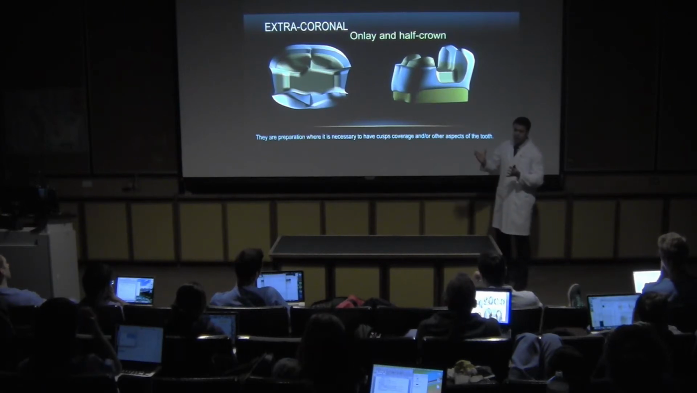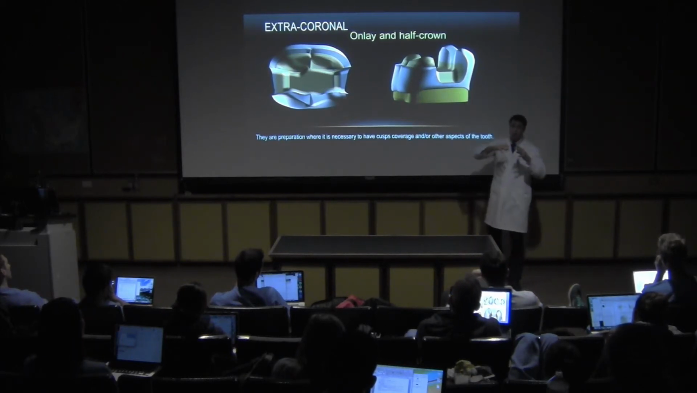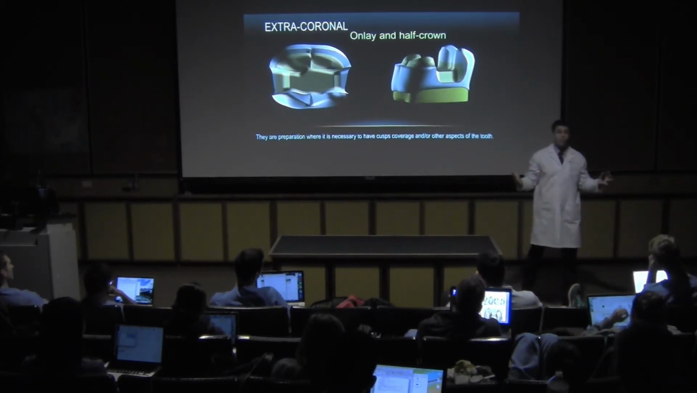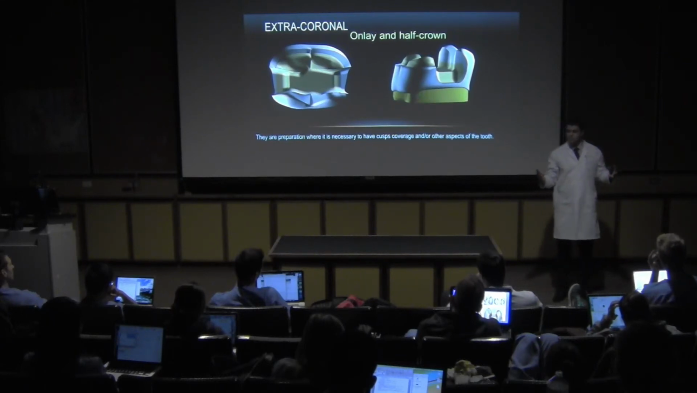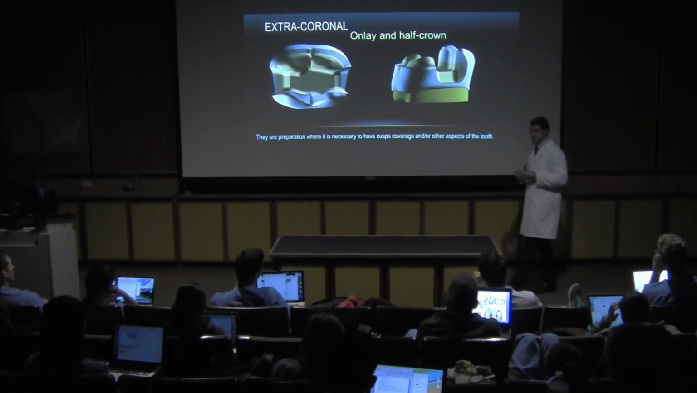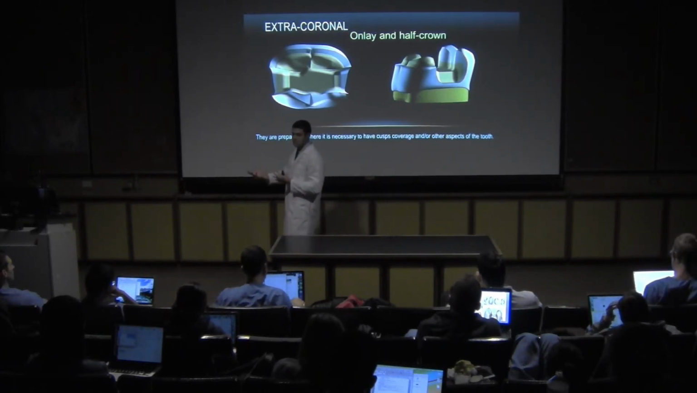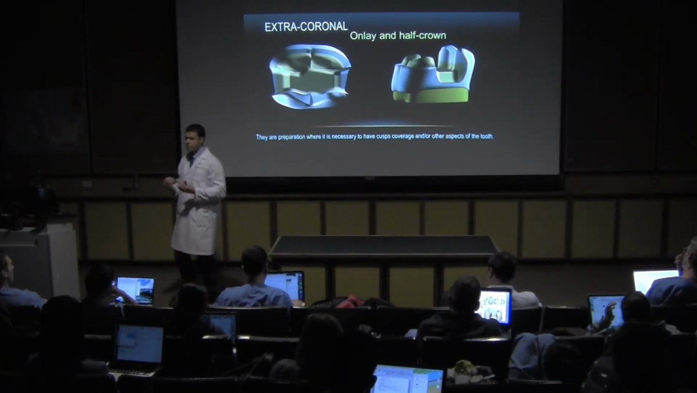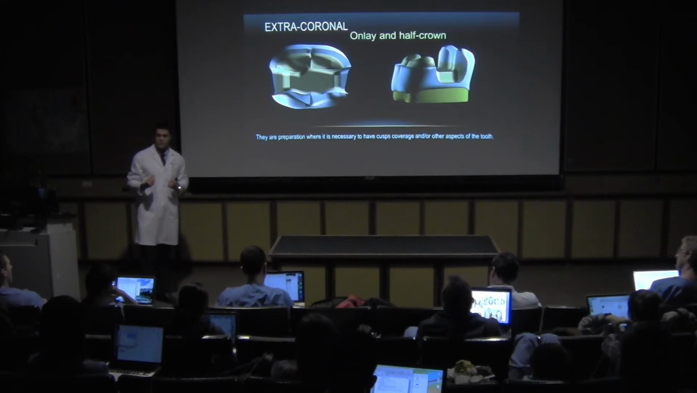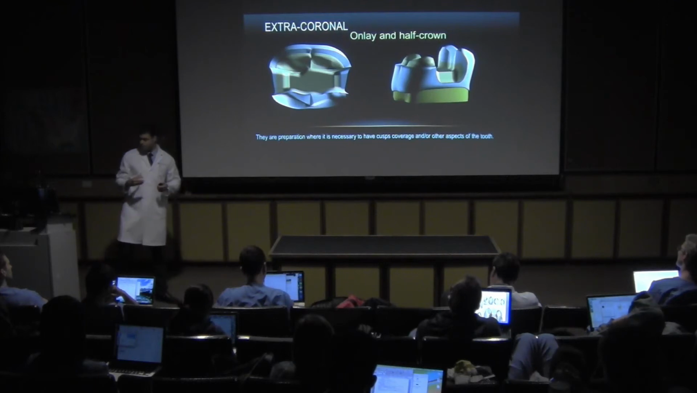All onlay preparations and overlay preparations will have the occlusal box and proximal box. So we are always going to start with an inlay preparation. And when we go to an onlay, up to 3 cusps, and if I have an overlay, I will put all the cusps inside the prep. Good?